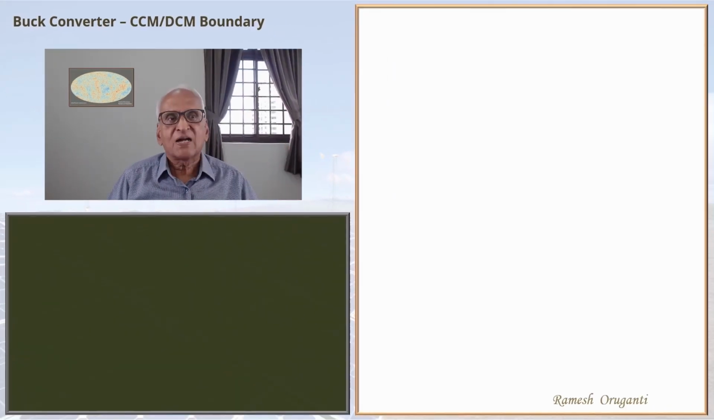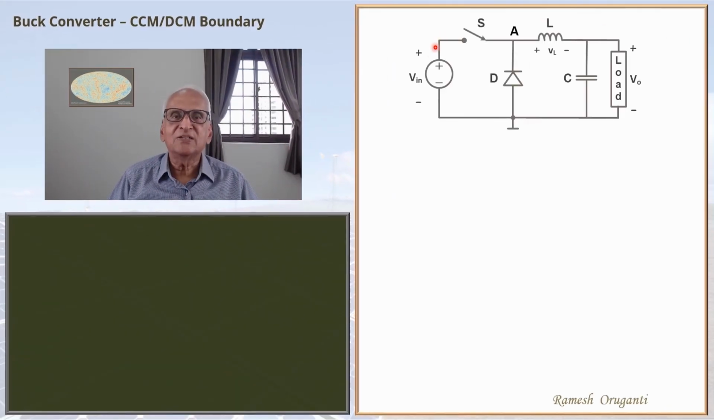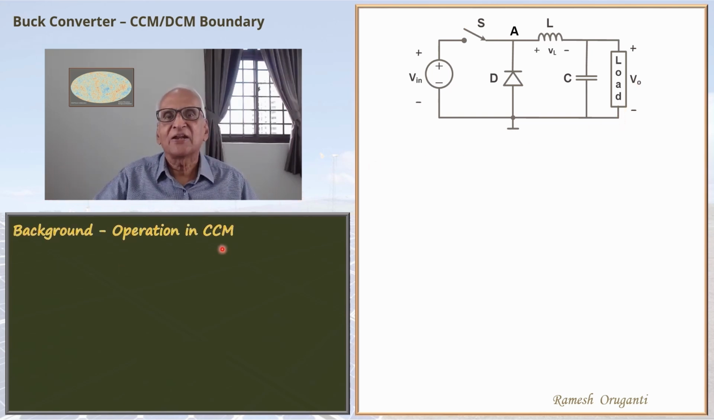This is the buck step-down DC-DC converter. We will briefly go through some background material dealing with the operation of the buck converter in continuous conduction mode. In case you are not familiar with the continuous conduction mode, or CCM, operation of buck converter, there are two earlier videos in this series on it. It will be good if you can go through that. Then you will be able to follow this video more easily.